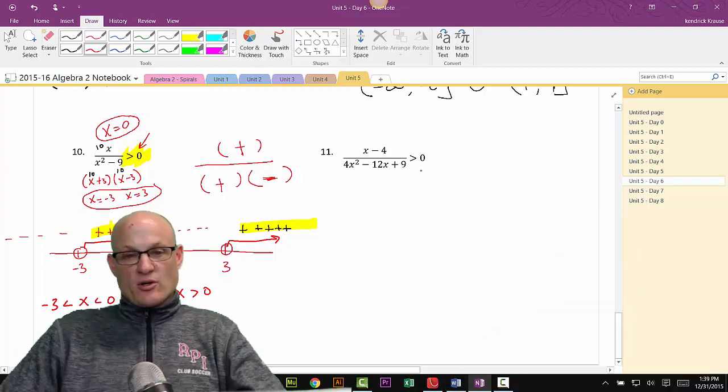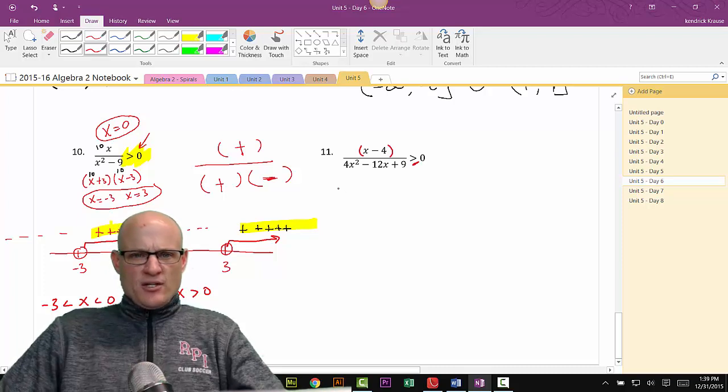All right, last one over here. Holy crap, this one looks tough. I'm going to change this to an equal to, by the way. So let's factor that denominator.